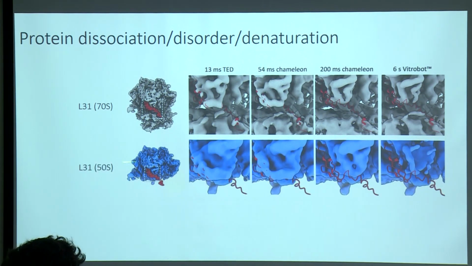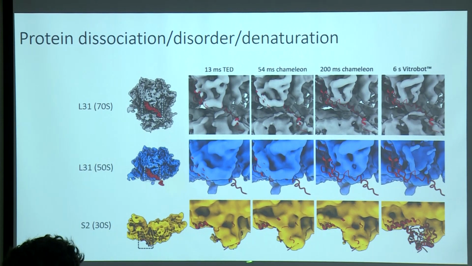I think it's even clearer on the 50S ribosome. Again, at 13 milliseconds and 54 milliseconds, we're seeing nice density for this part of the subunit, but by 200 milliseconds and 6 seconds, we've lost that density. That's telling us that on a timescale of hundreds of milliseconds, we're starting to have either local unfolding or disorder generating in these regions, which, if you're interested in L31, would be extremely annoying for your study. And then a final example, something which was a little bit slower: the S2 subunit here, where we see really strong density at 13, 54 and 200 milliseconds, but at 6 seconds on the Vitrobot, we see no density in this region.